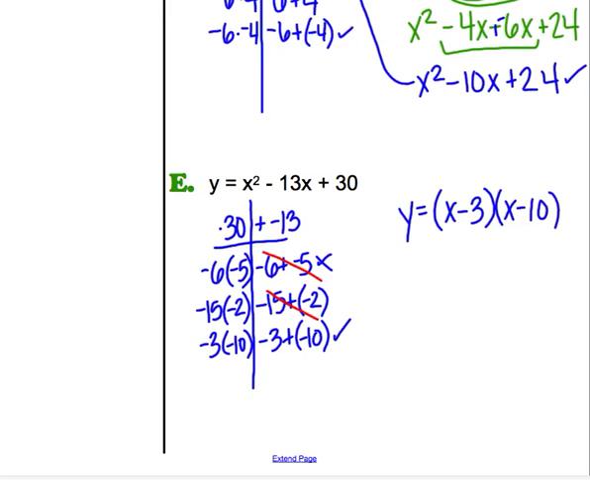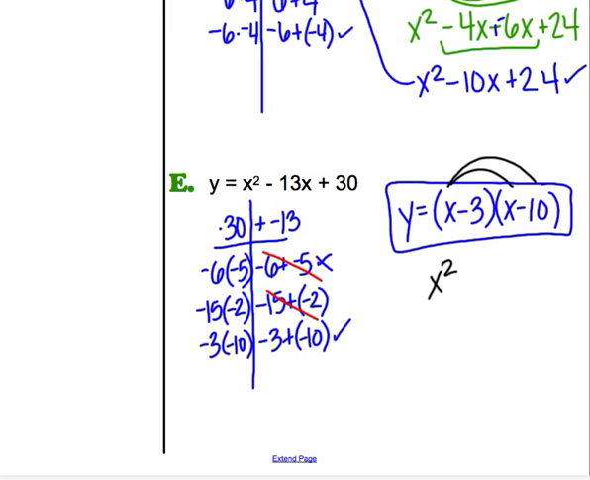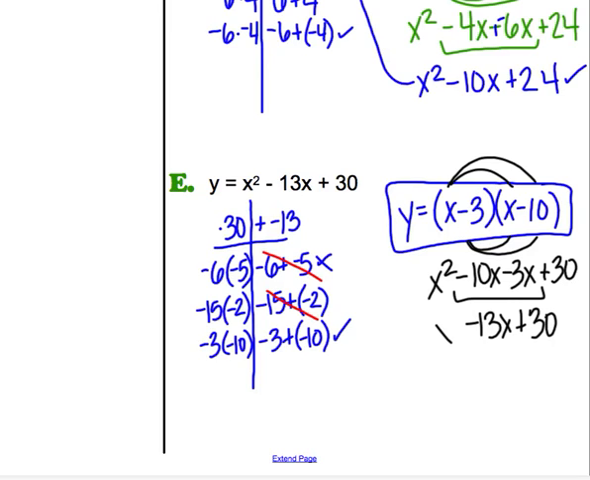So if I take this and I check it out by FOILing, x times x is x squared. X times negative 10 is minus 10x. Negative 3 times x is minus 3x. And negative 3 times negative 10 is positive 30. So combining like terms, negative 10x minus 3x is negative 13x plus 30. And I put the x squared out front, and this does check out to what I have, so I know that it is correct.